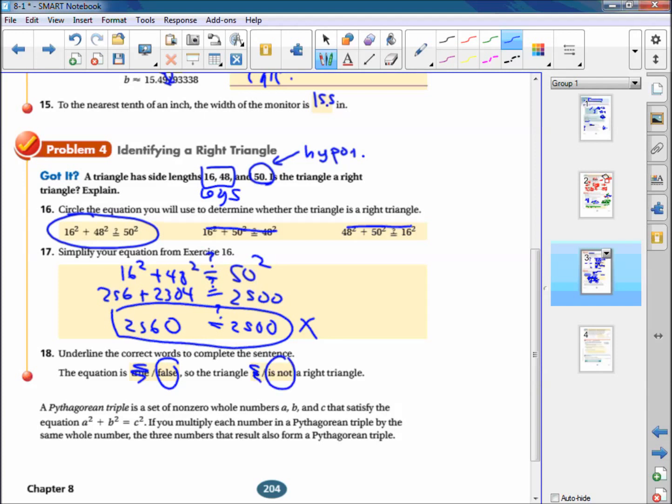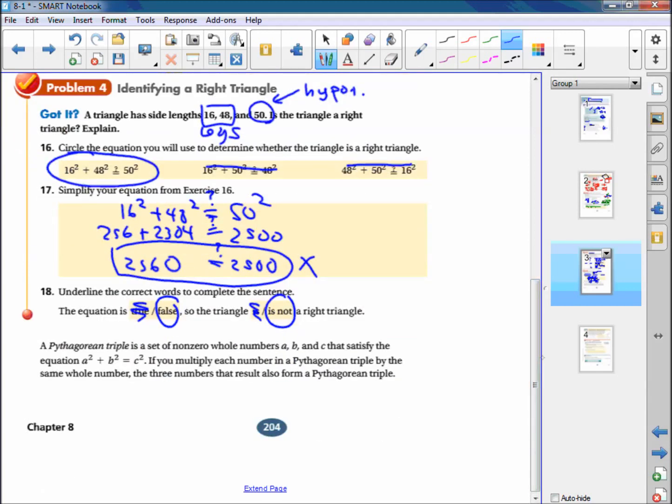All right? Now, we talked about Pythagorean triples on our second page, I think, and we kind of discussed it a little bit, but here's a definite definition here. So a Pythagorean triple is a set of non-zero whole numbers, so a, b, and c all have to be whole numbers, so no decimals, that satisfy the equation a squared plus b squared equals c squared. And then they gave you an example where we doubled all the sides of a Pythagorean triple, and we found another Pythagorean triple.